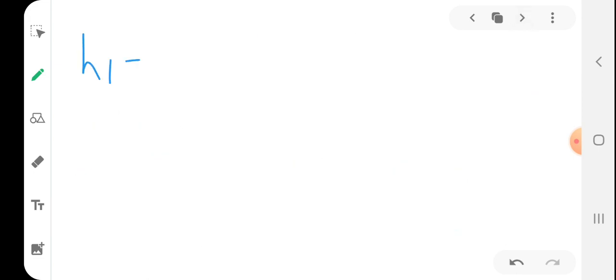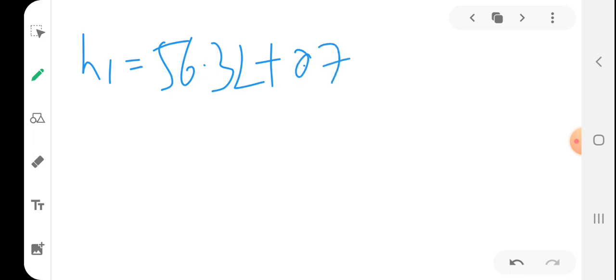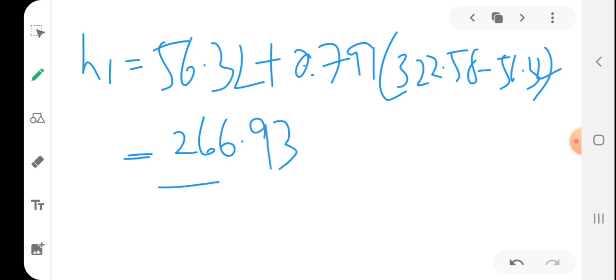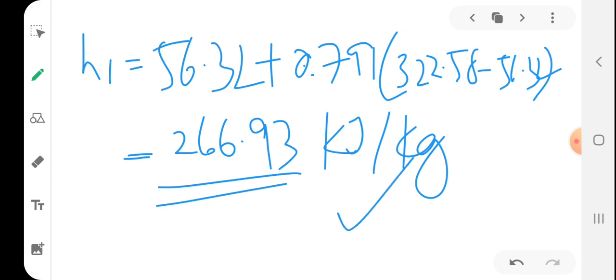So H1 is nothing but HF1, how much is HF1? 56.32, plus 0.79 into (322.58 minus 56.32). So you will get this value as some 266.93 kilojoule per kilogram. So H1 is obtained.